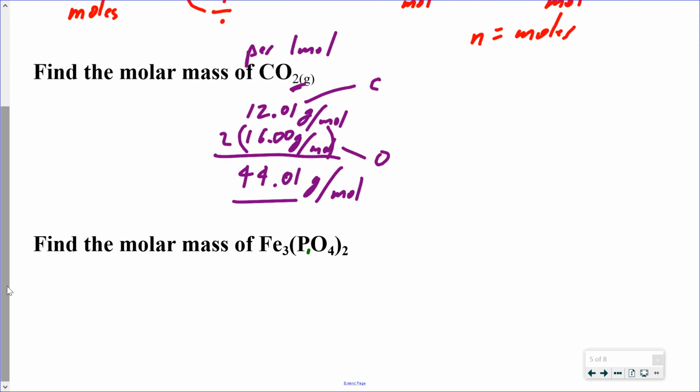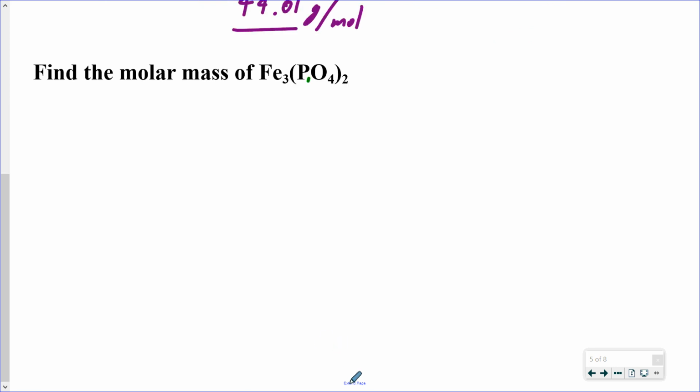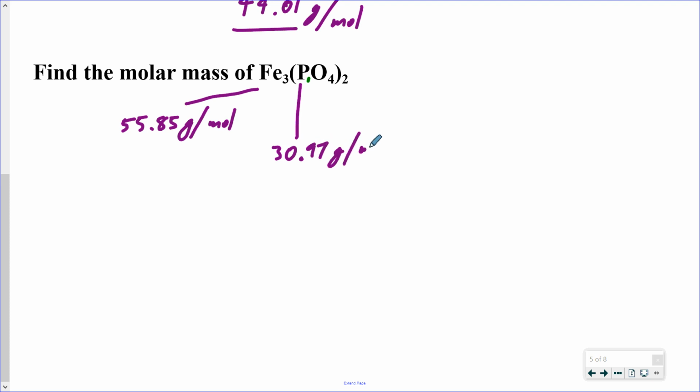This is the most involved one that I'll show you here. This would be iron(II) phosphate. I'm going to do it this way. First of all, for the iron, I'm just going to write down what the atomic mass is, and we saw that that was 55.85 grams per mole. The phosphorus from the periodic table was 30.97 grams per mole, and the oxygen that we just saw is 16.00 grams per mole.